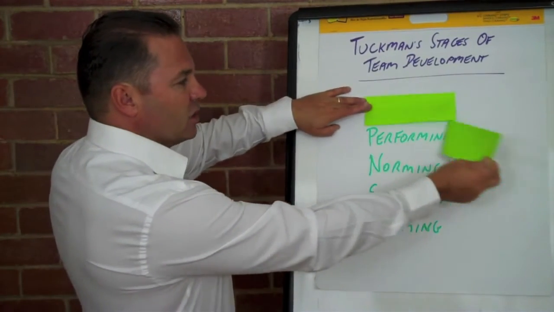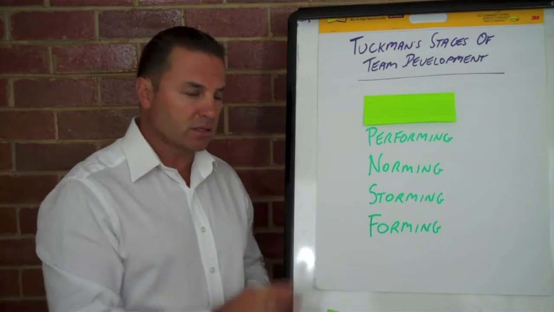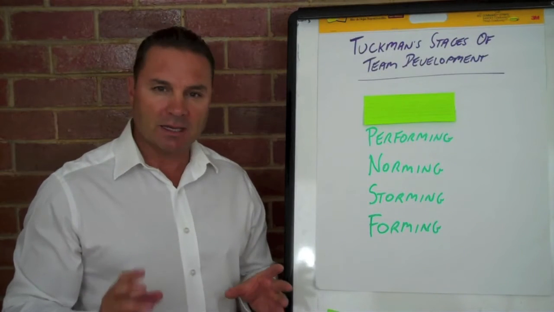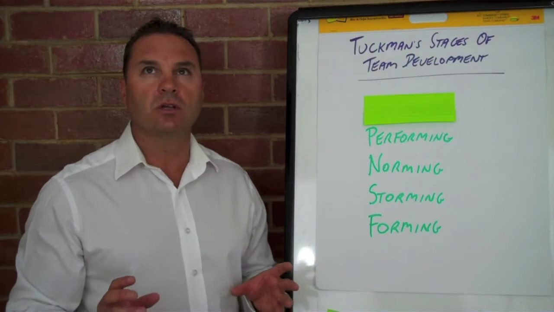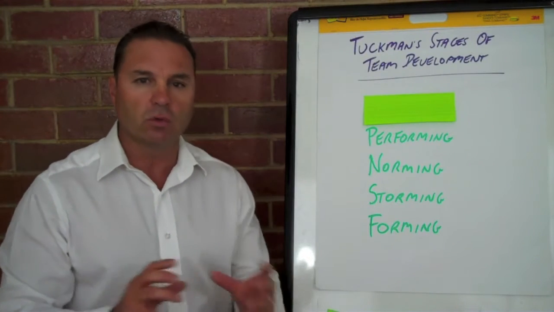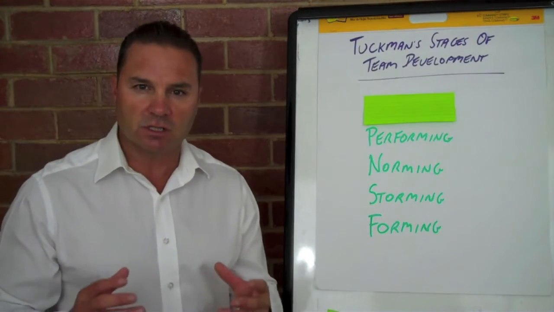The fourth stage is a stage that not all teams get to. In fact, less than 15% of teams get to the performing stage in this model. And that's where we understand each other so clearly that we don't have to ask for help. People just chip in and do what needs to be done to help each other to make the team achieve what it's meant to achieve.